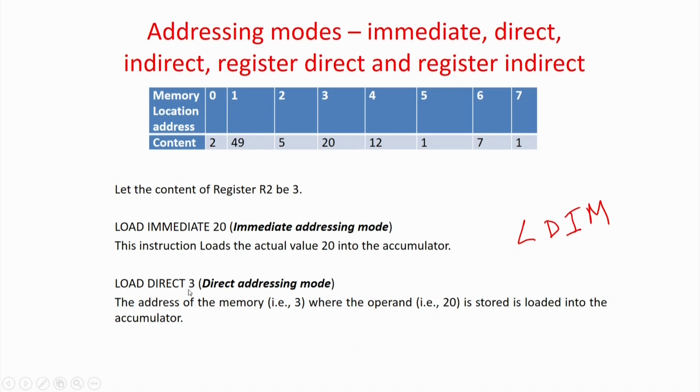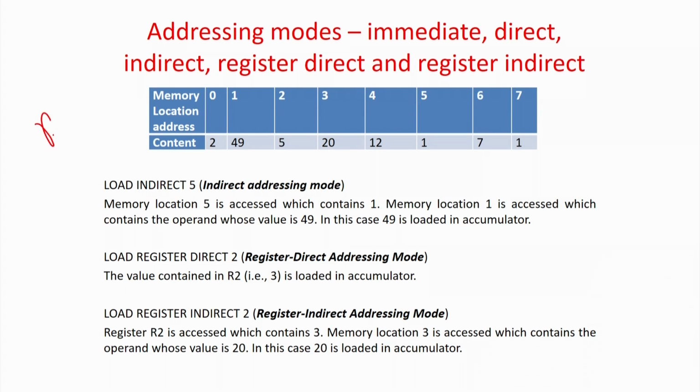Load direct 3. This is a direct addressing mode. So, what is the direct addressing mode? Direct addressing mode means this 3 actually refers to the memory location 3 where the data is present. So, direct. So, load accumulator 3 means you load to the accumulator the data which is present in memory location 3, that is 20. So, the 20 will be stored in the accumulator. One thing you remember, register R2 has the value of 3. R2 has the value of 3, that you have to remember.